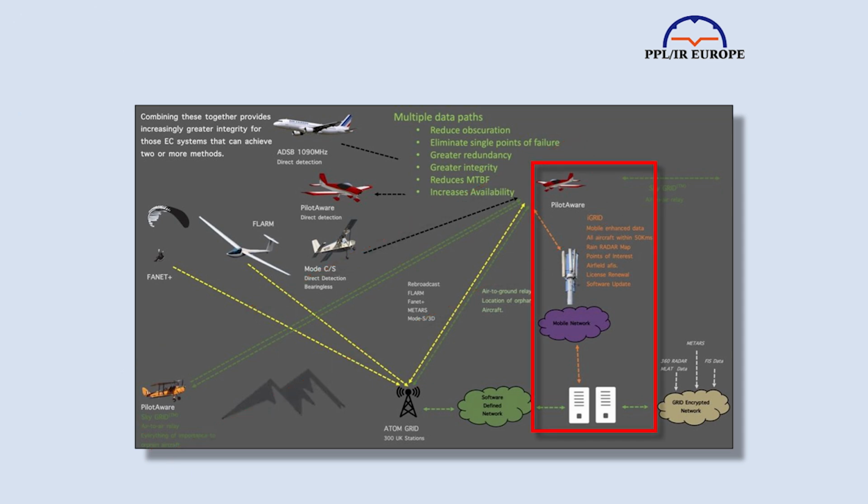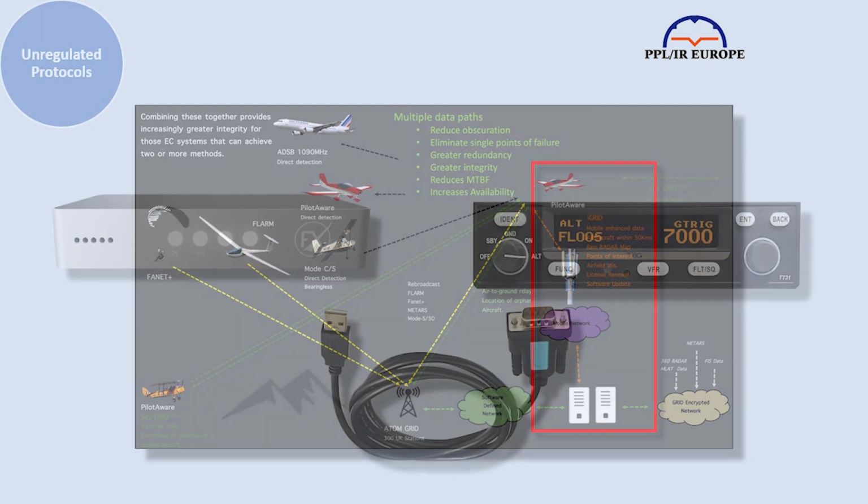Pilot-Aware also receives iGrid, which is based on mobile phone connectivity. It sends your position and receives a wide range of incoming traffic information, including ADS-B, FLARM and MLAT SSR, provided you can pick up a mobile signal.